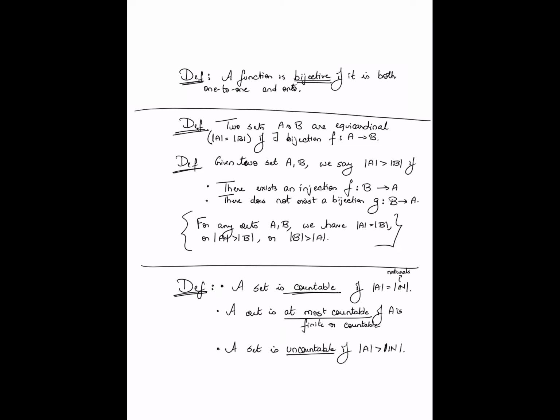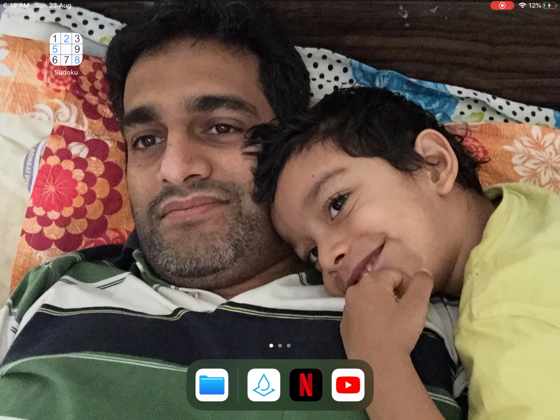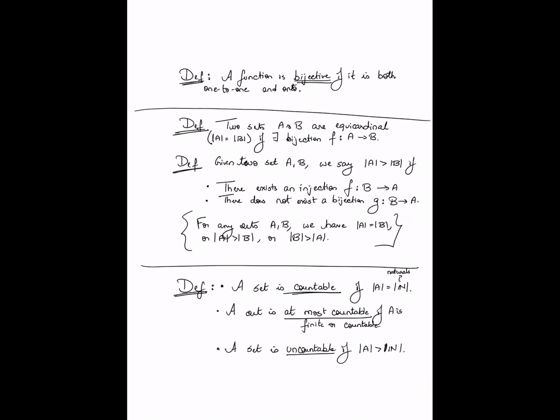Okay, so once again, a set is countable if it is equicardinal with the natural numbers. It is at most countable if it's either finite or countable. In other words, it's either finite or equicardinal with the naturals. And finally, we say it's uncountable if its cardinality is more than that of the natural numbers. Okay, so with all of these definitions, now let us go through some examples. Okay, so the first example I'm going to give is to say that the set of integers is countable.